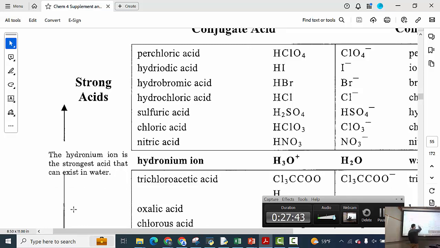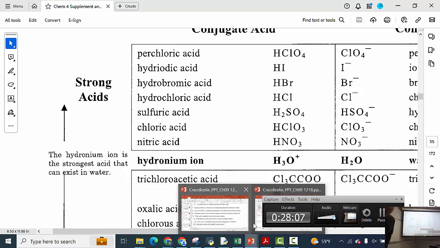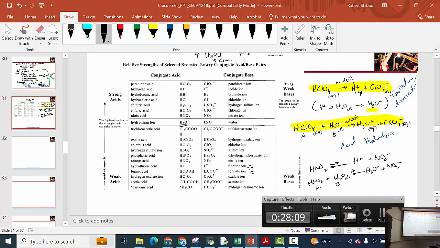So if we have nitric acid, the nitric acid will react with water completely to form hydronium and nitrate. The chloric acid, same thing, etc. All these are going to react with water completely and go downhill to form hydronium. And so when we look at the reaction, we don't have those acids anymore. So let's take a look here. Perchloric acid reacts with water about 100% to form hydronium and perchlorate.